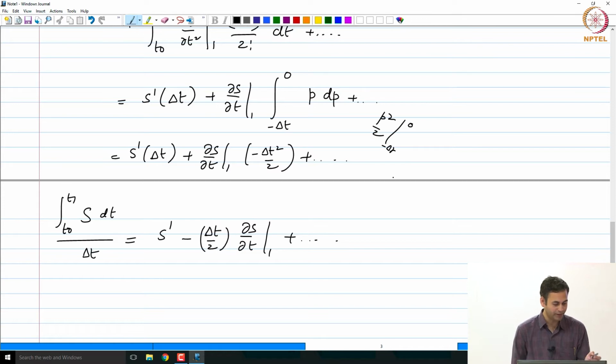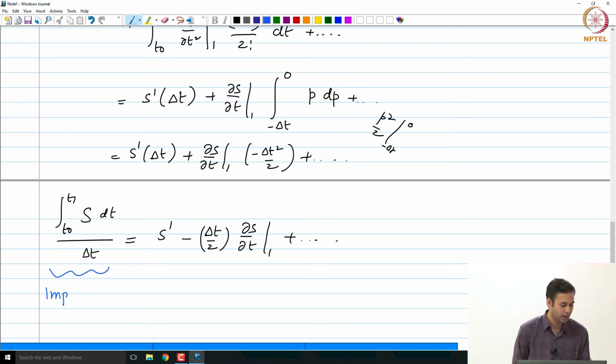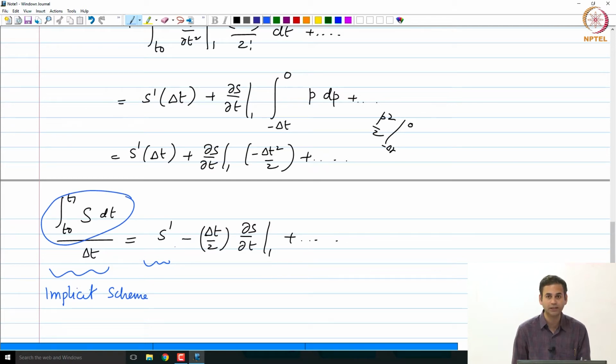Now, what is on the left hand side? Left hand side is what we have used in the equation, right. This is what we have used in the implicit scheme, right. We have replaced this term with what? S1 times delta t. S1 is what we have used, right. We said the source term and the diffusion fluxes are assumed to be the t plus delta t values over the entire time step. That is what we have used. So, we approximated integral t0 to t1 S dt with S1 times delta t.